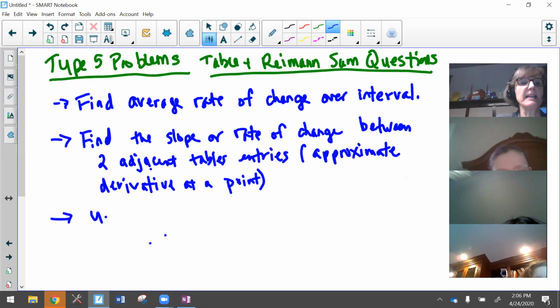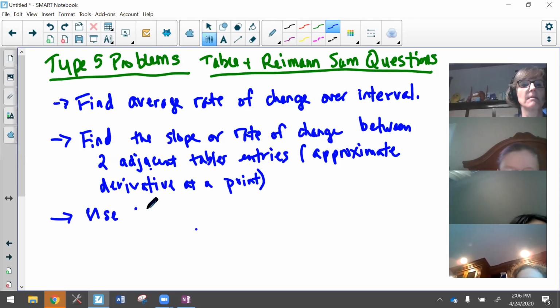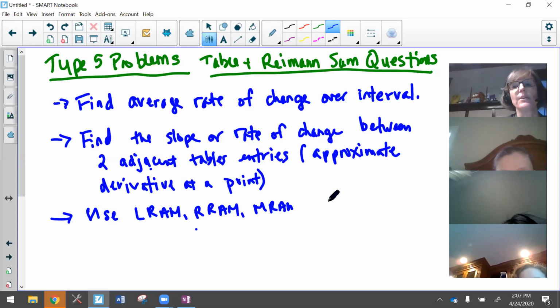And finally, you might have to use LRAM, RRAM, MRAM, or the trapezoidal rule.